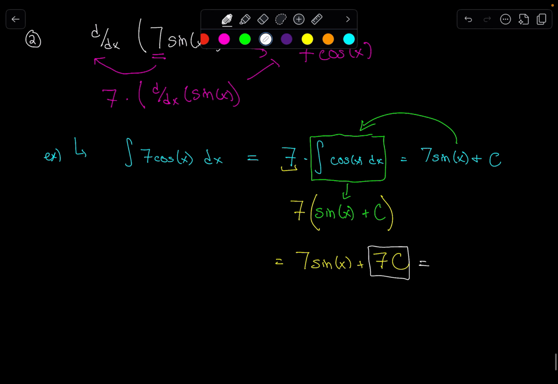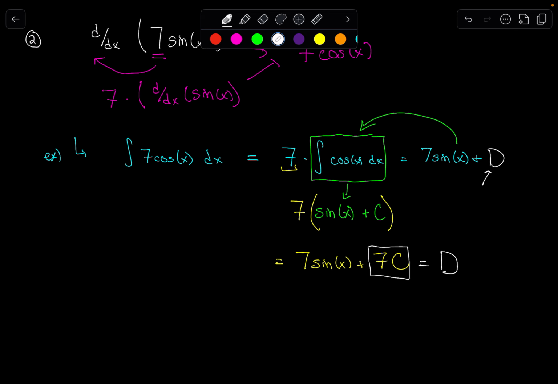And if you wanted, you could call it a different letter, d. I just decided to call it c again. So just to restate one more thing, this particular c and this c are not the same c. So it may be more appropriate to rewrite this as plus d if that makes you feel a little bit more warm and fuzzy.